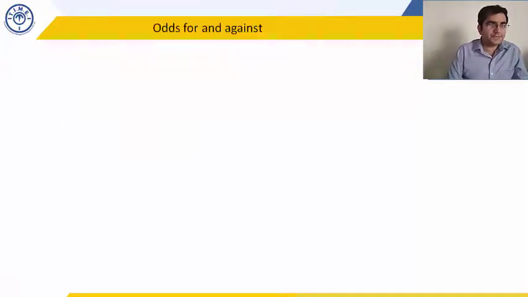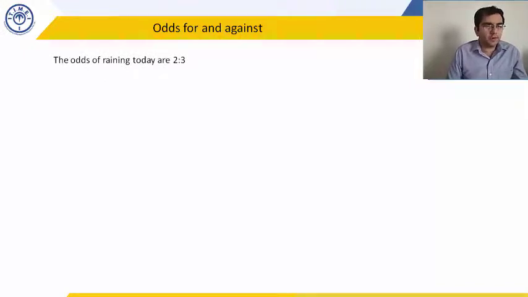Last topic for today. It's called odds for and against. For those of you familiar with cricket, you will know how odds are put in. The odds for something happening, the odds against something happening. So if I say that the odds of raining today are 2:3, what does that mean? If it's a weather forecast, that the odds of raining today are 2:3.